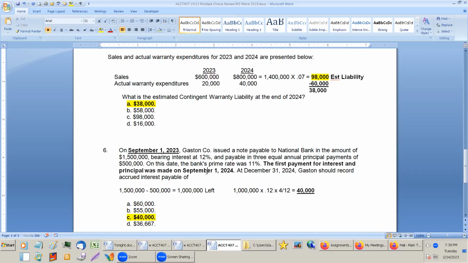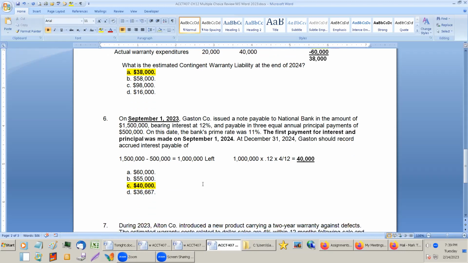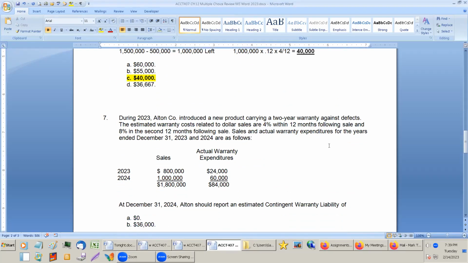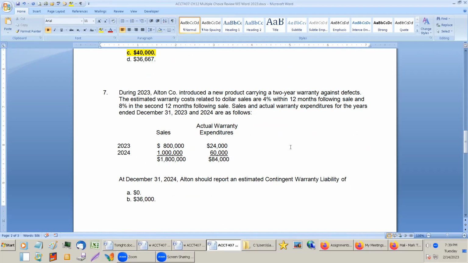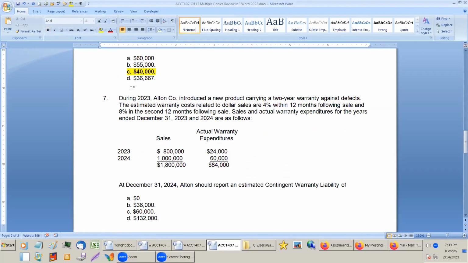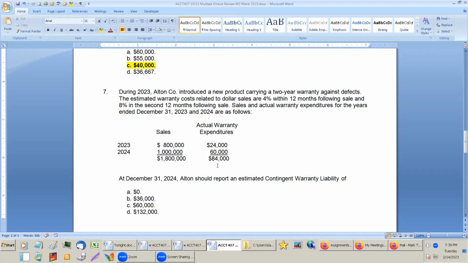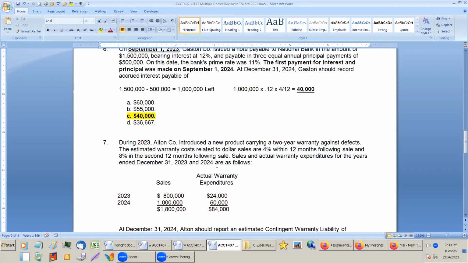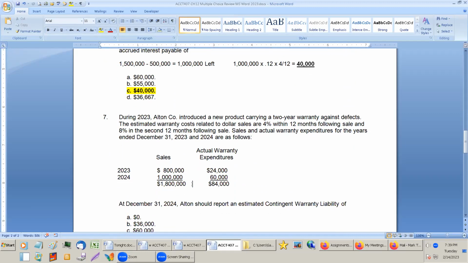I remember the first time going through it, I was trying to figure out what they were talking about. Okay, last one. I messed up my spacing here. Okay, last one. So it's basically 1.8 million times 12%.